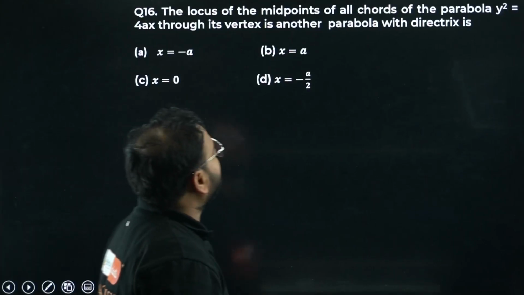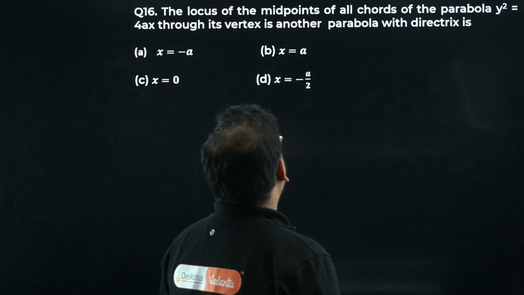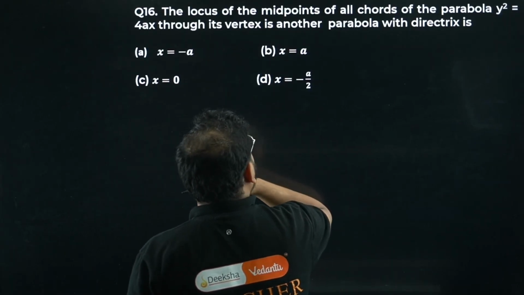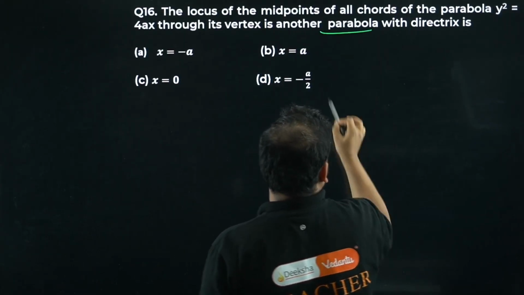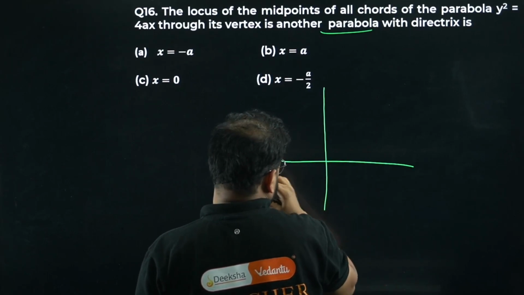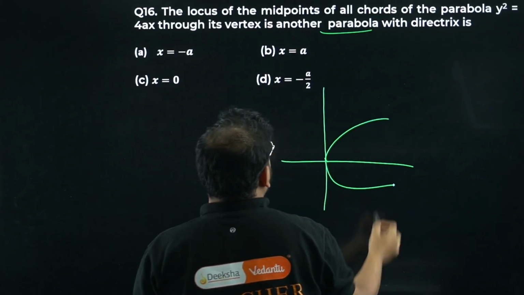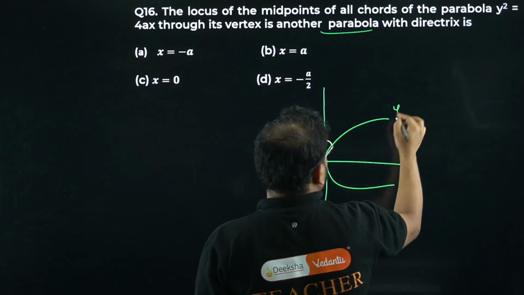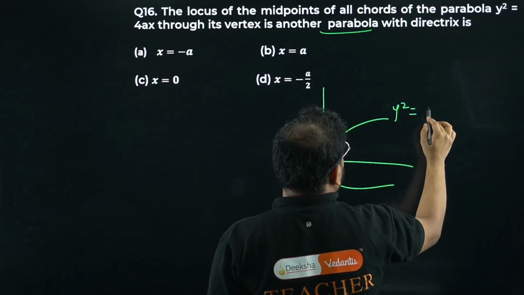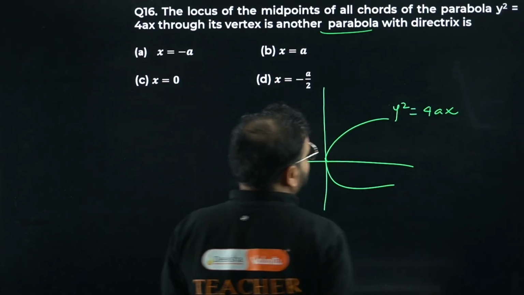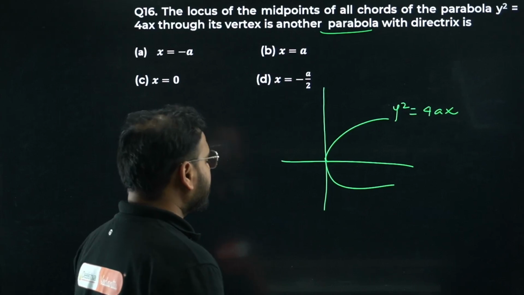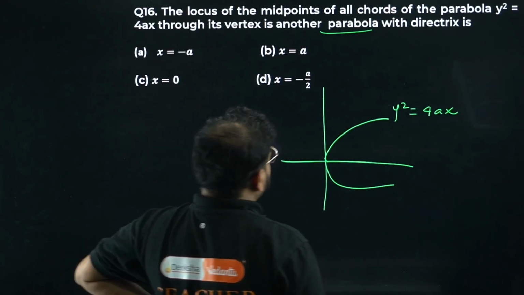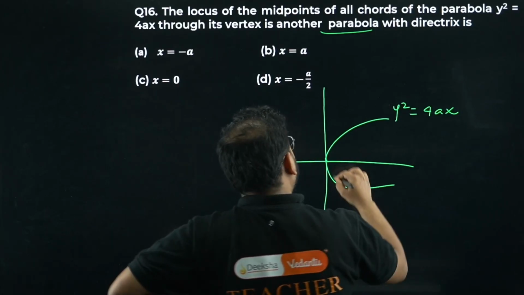Question number 16 now. The locus of the midpoint of all chords of the parabola through its vertex is another parabola. They have already given that. So basically they're saying that if I draw a parabola like this, let's say y square equals 4ax. Symmetric about the x-axis, right? Okay, so we have these values, please check. They're saying all chords' midpoints. I can take this as the chord, no?